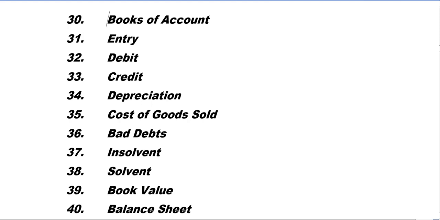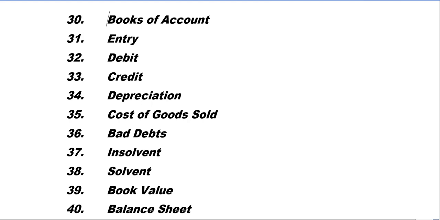30th term, books of account. 31st term, entry. 32nd term, debit. 33rd term, credit. 34th term, depreciation. 35th term, cost of goods sold. 36th term, bad debts. 37th term, insolvent. 38th term, solvent. 39th term, book value. And the last term is balance sheet.